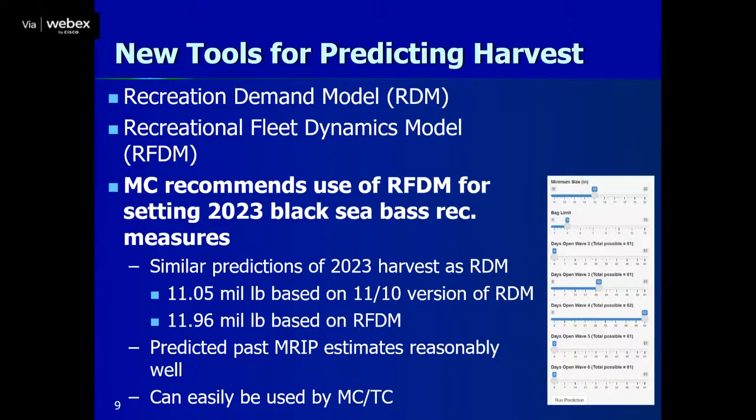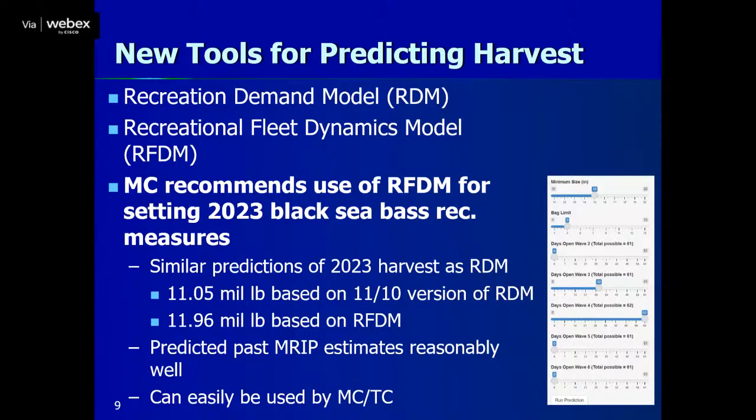So that was one piece of information that helped the monitoring committee feel really comfortable with both models in general: for black sea bass, they were producing very similar results. They also looked at an analysis of out of sample predictions and a retrospective analysis to look at how well both models predicted past MRIP estimates. And in making their recommendation for the RFDM, they also referenced those analyses as part of their rationale, that the RFDM seemed to predict the past MRIP estimates reasonably well.